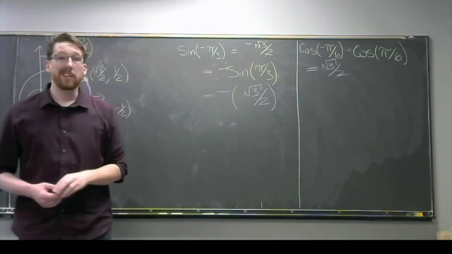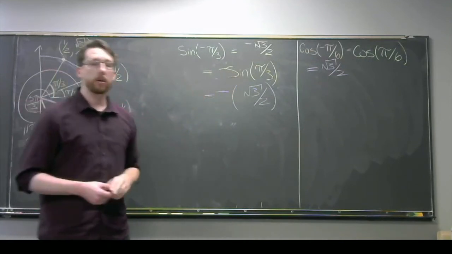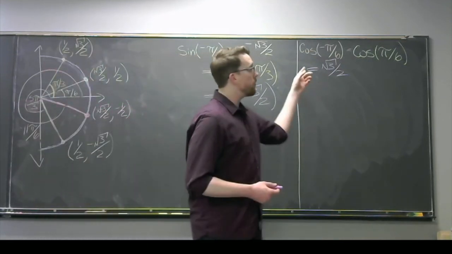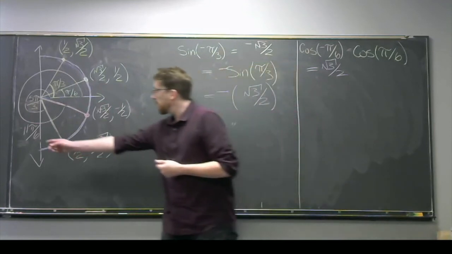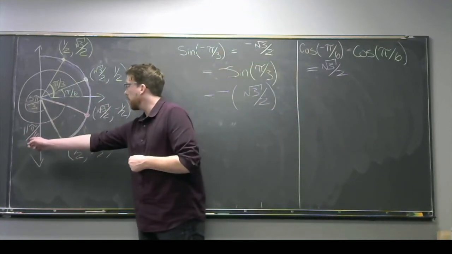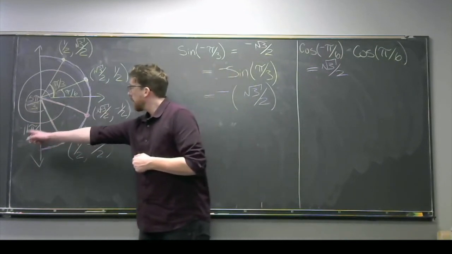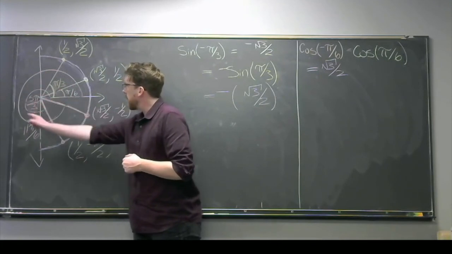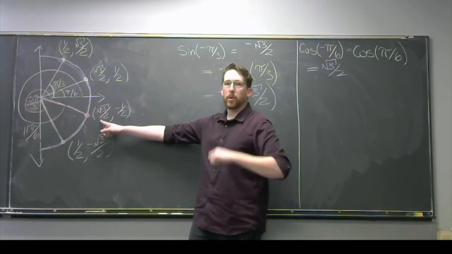Now we could have gone about this another way. We could have used that it was 2 pi periodic. If we had used the fact that this was 2 pi periodic, we would have found ourselves at 11 pi over 6. Which, looking at this, 11 pi over 6, lands us at the square root of 3 over 2.